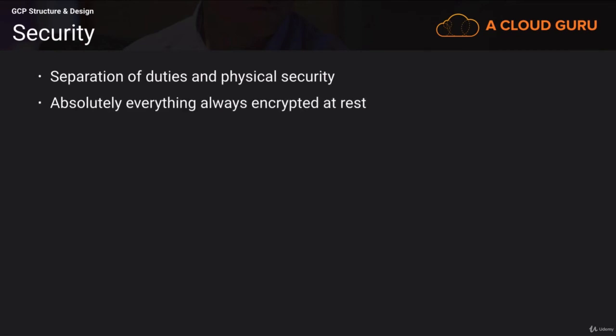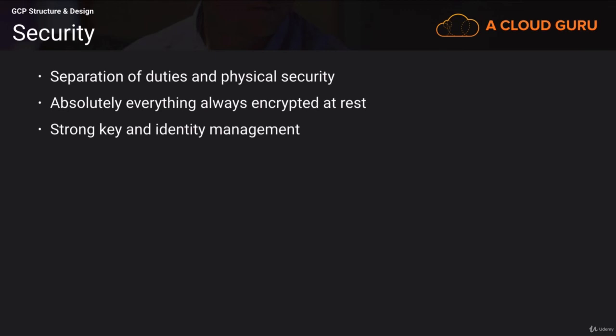Security is a really important design principle for the Google Cloud Platform. If you watch those YouTube videos I linked, you'll see very clearly that there's a separation of duties and a lot of attention paid to the physical security of the data centers housing the GCP services. Beyond that, though, absolutely everything in GCP is always encrypted at rest. You don't have to turn on encryption yourself, though you certainly can and take advantage of the strong key management services they have. Key management and other access is all tied into the identity management, which is a core part of GCP.